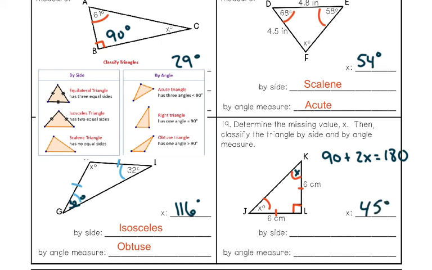Now, if we classify this by side, we know that we have two equal sides, so it's isosceles. And we know that it has one right angle, which means it has to be a right triangle.